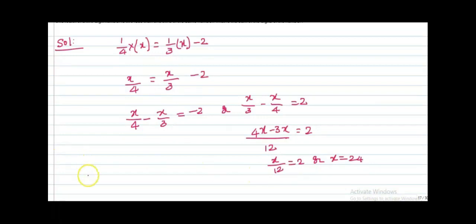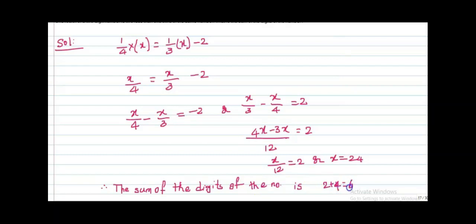Therefore, the sum of the digits of the number is 2 plus 4, which is equal to 6. Right? We move on to the next question.